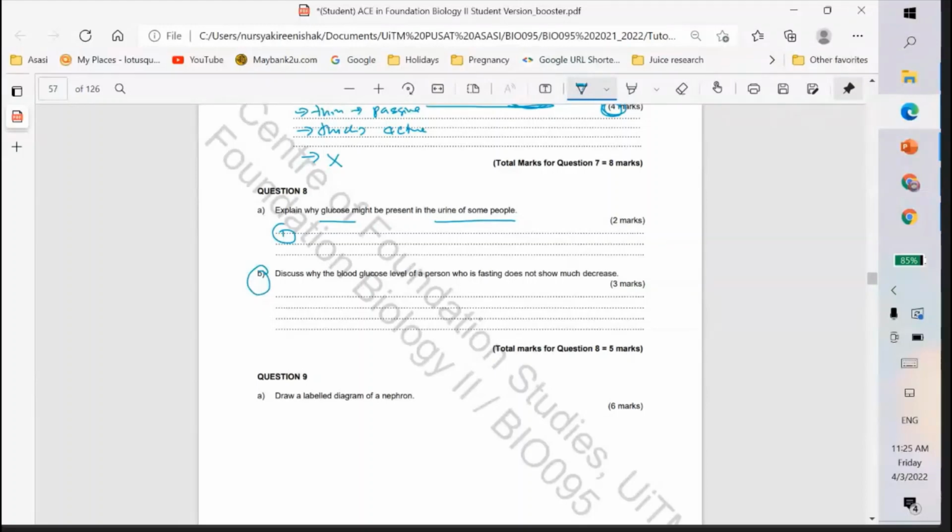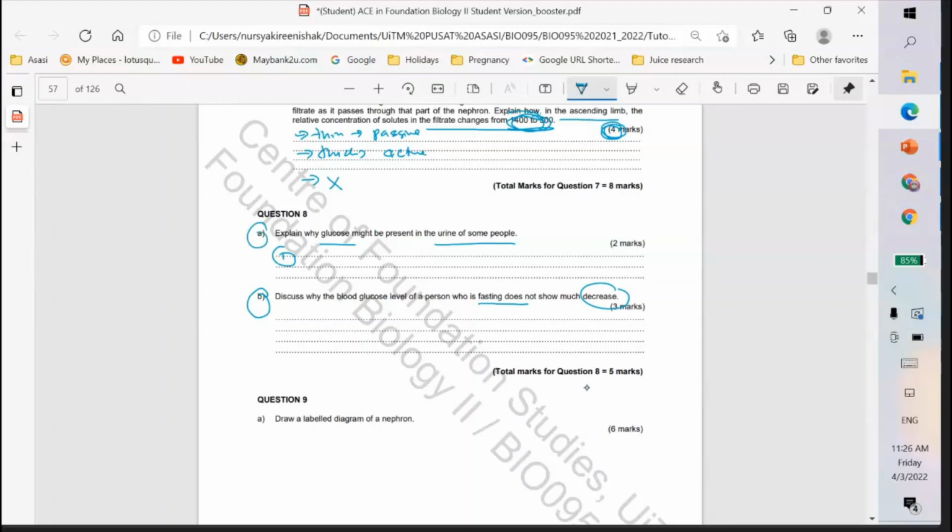Okay, B. Discuss why the blood glucose level of a person who is fasting does not show much decrease. My answer is the body was not able to lower blood sugar level because the glucose is needed as a source of energy. Glucose in the kidney will be reabsorbed back into the blood. Glucose will be transported actively from the filtrate into the interstitial fluid and then back to the peritubular capillaries in the proximal convoluted tubule.